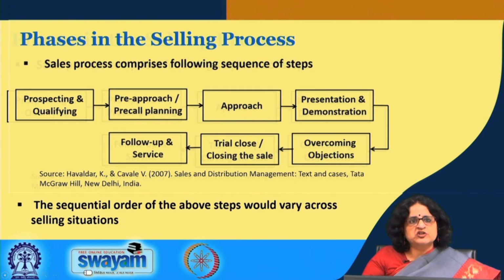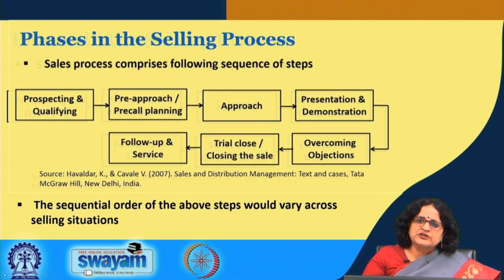So we begin with prospecting and qualifying. Once the salesperson has his leads in place, he qualifies them to be prospects, and then he goes in for a pre-approach, information search and pre-call planning. Thereafter the next stage is the approach, where he actually goes and meets the prospect.